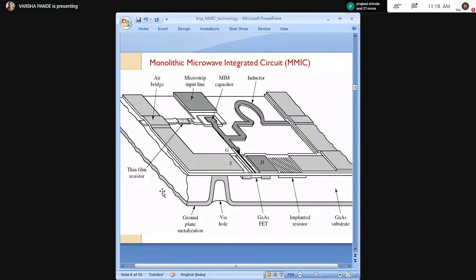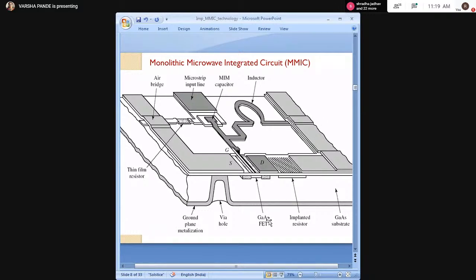Means you can see on a single gallium arsenide substrate, different components are fabricated above the substrate, on the single chip. Above the single chip all the different components are fabricated, and they can perform a single function, or they can be used to perform one circuit.